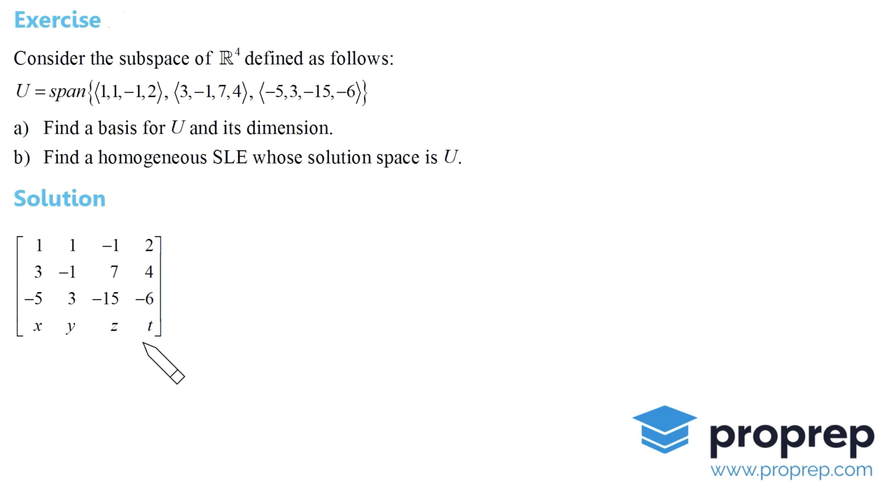we put in an extra row, x, y, z, t, whatever 4 variables we would use for a system with 4 unknowns. And basically, I'm teaching this technique through this example. We haven't seen this before, or maybe you have.